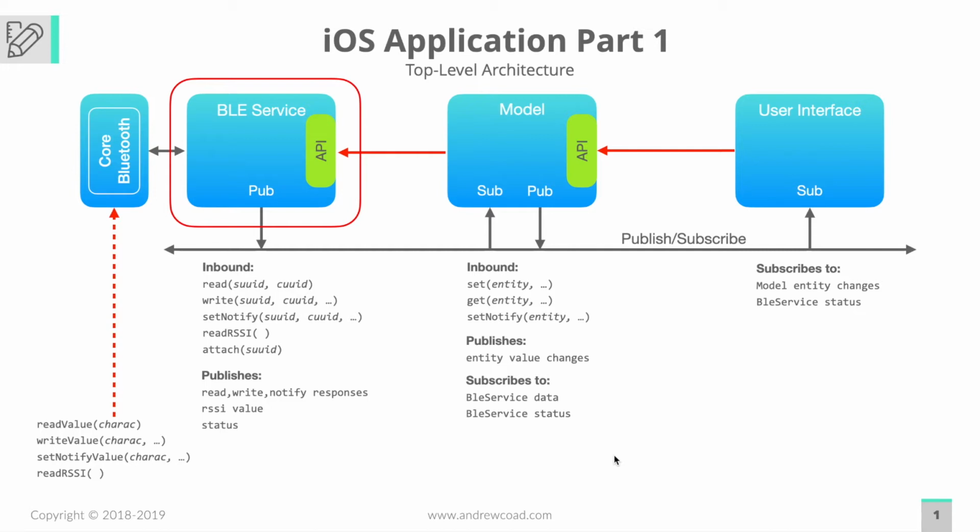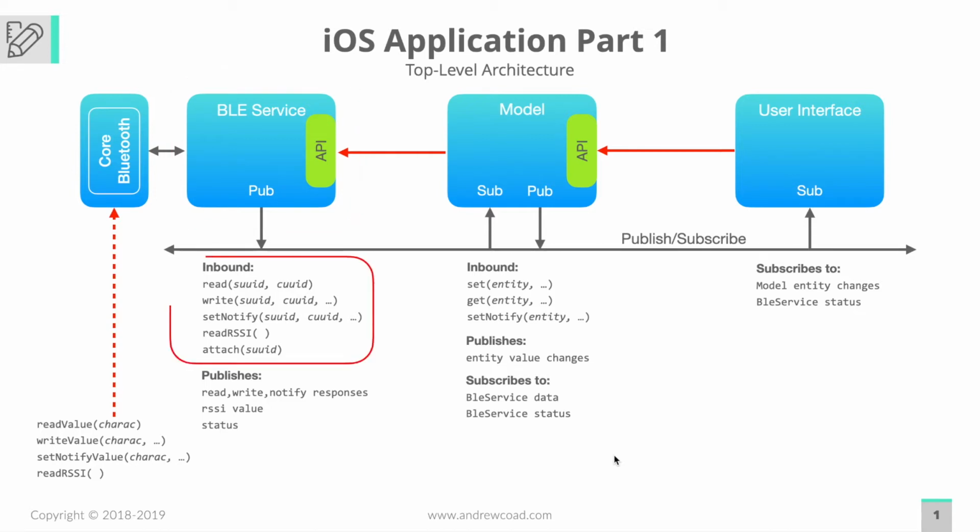BLE Service presents an API to the upstream application, read, write, set, notify, etc., and handles all of the interaction with the Core Bluetooth that is needed to fulfill an API call. BLE Service also publishes out the results of the API calls along with status updates. BLE Service has been designed following a state machine pattern, and there are a number of features of the Swift language that lend themselves nicely to implementing state machines.